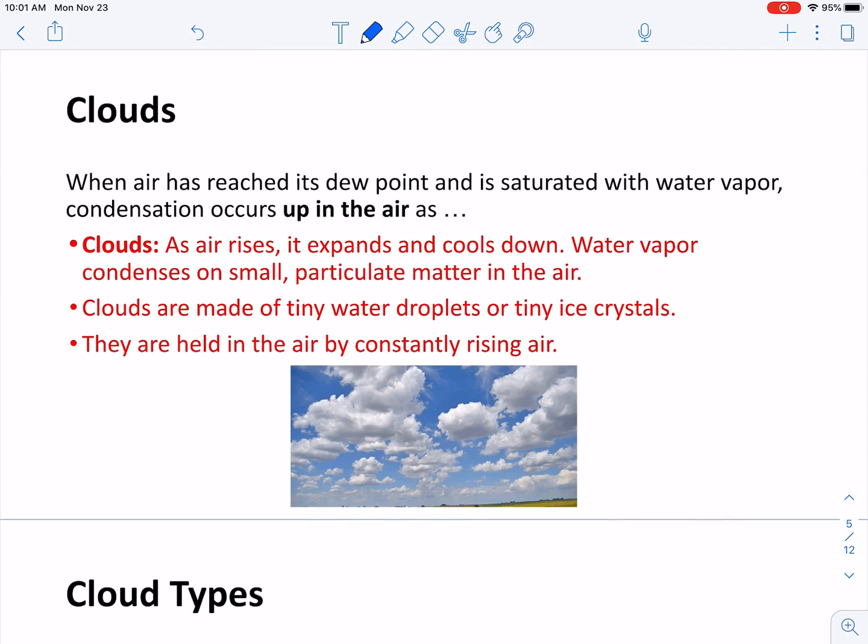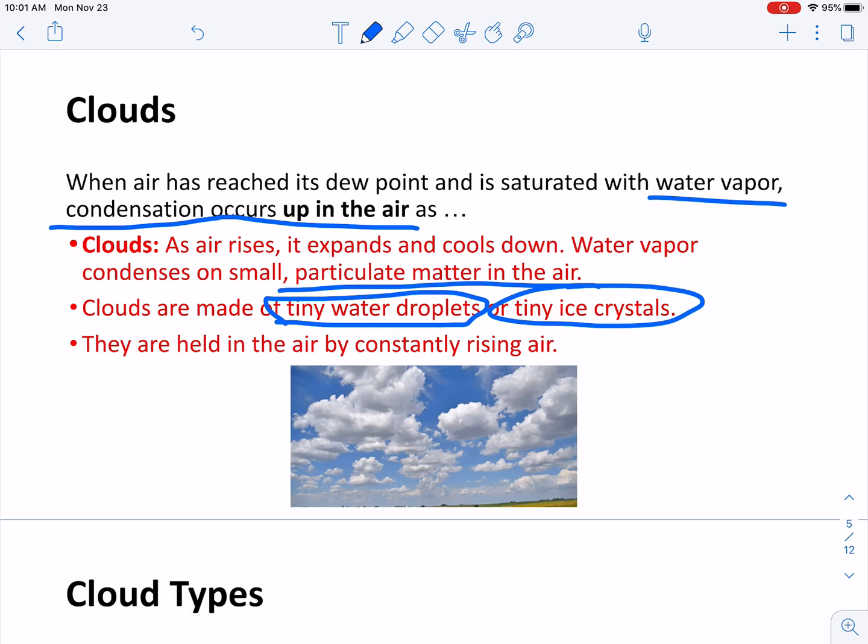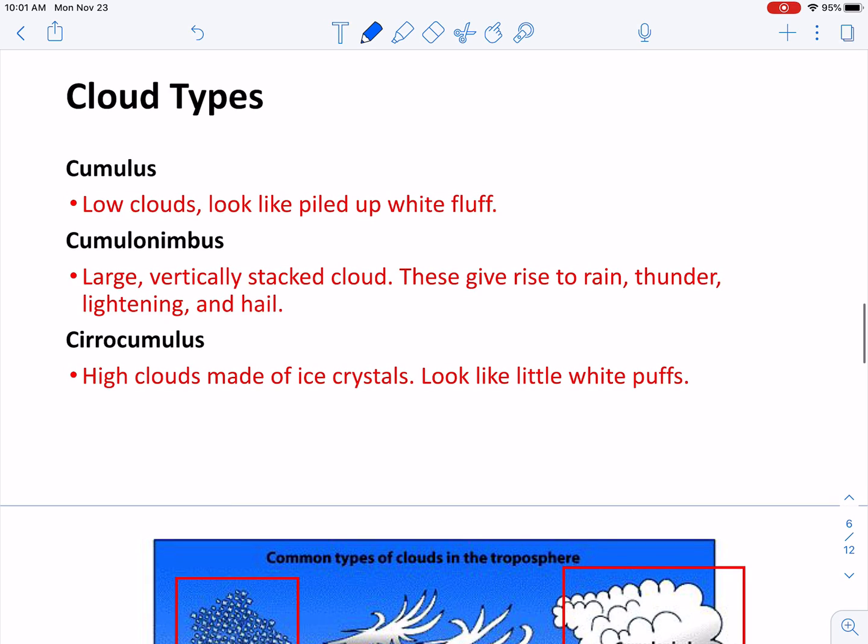So again, this just reemphasizes it. That clouds, water vapor has condensed high up in the air onto tiny little particles of matter that are present. And so again, clouds are made of tiny liquid water droplets. Often, sometimes also ice crystals, believe it or not. But it's not gas, it's liquid or solid water. And it's kept in the air by constantly rising updrafts that are just suspending the clouds.